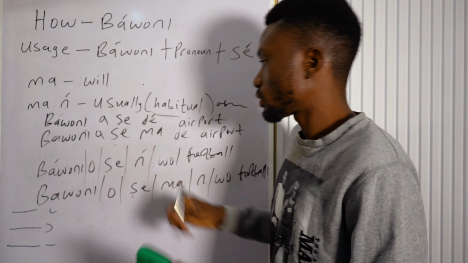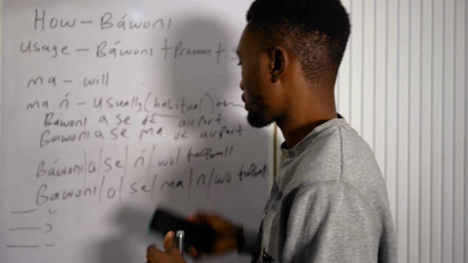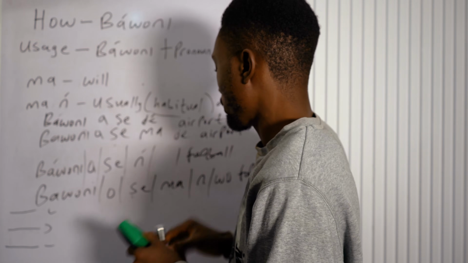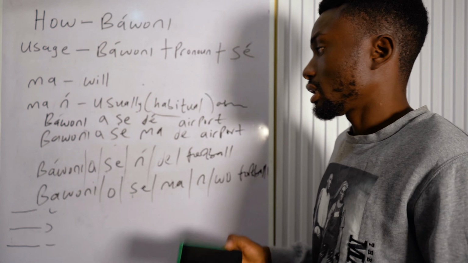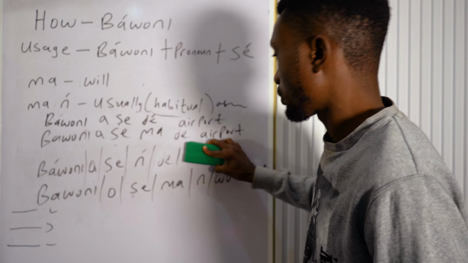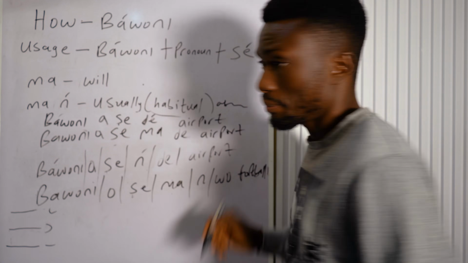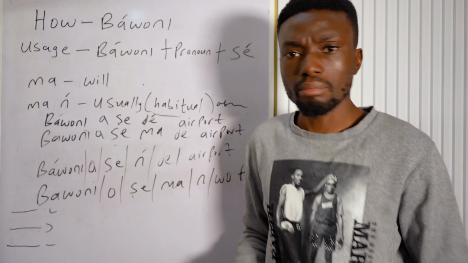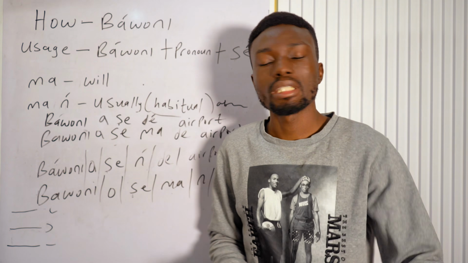So, and this one, báwo ni a ṣe ń dé airport? This one may not make that much sense. How are we getting to the airport? Báwo ni a ṣe ń dé airport? Of course, it's correct among youths, like talking to them.